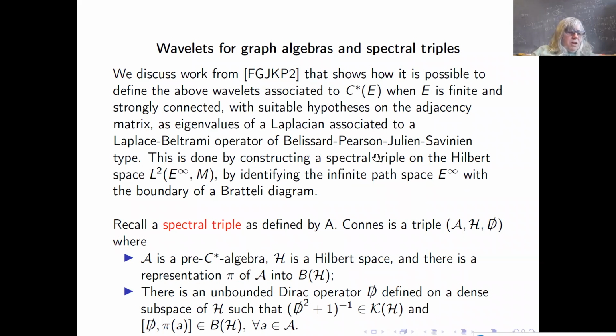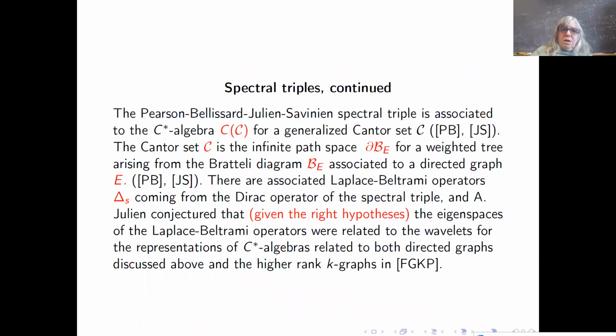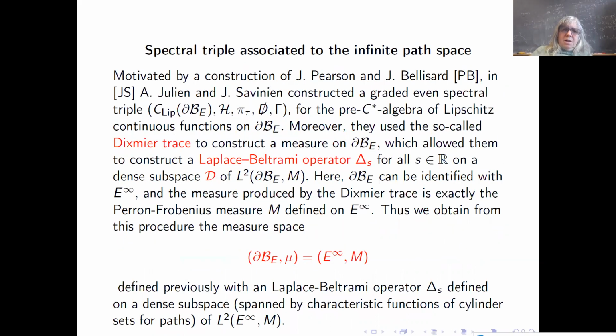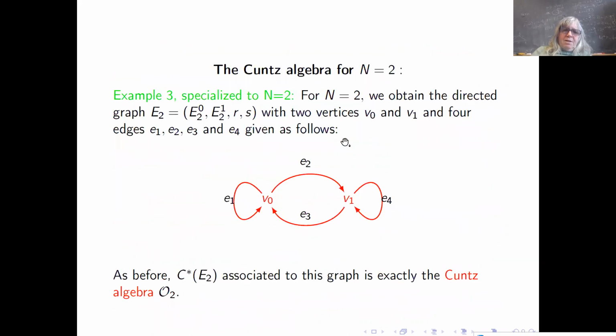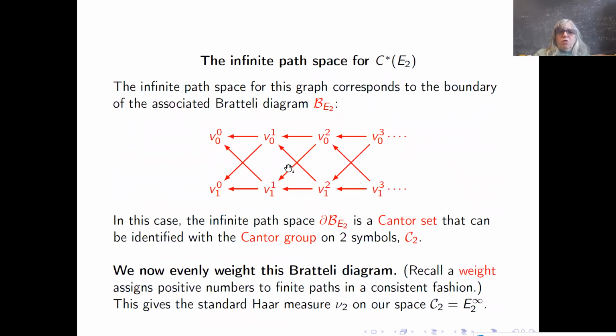Okay, I think I'm running out of time, so I don't really have time to talk about the spectral triples aspect of things. But I should just say that, instead of infinite paths, I'll draw a picture here for O2. Pearson, Bellissard, Julien, and Savinien like to think of Michon trees, and then they weighted these Michon trees, and the boundary of the Michon trees corresponds to the infinite paths in our case.